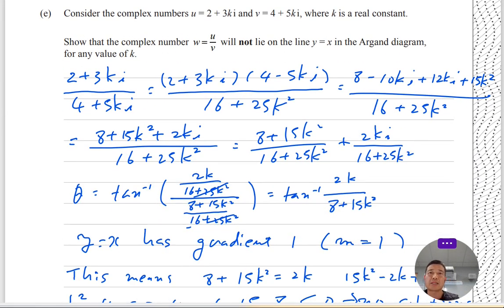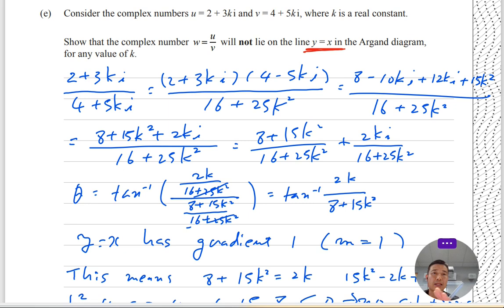Question E. Consider the complex numbers u equals 2 plus 3ki, v equals 4 plus 5ki, where k is a real constant. Show that the complex number w equals uv will not lie on the line y equals x in the Argand diagram for any value of k. So y equals x means the gradient of 1, isn't it? 45 degrees. So if we change this to polar form, the angle must be pi over 4, right? Well, the gradient must be 1.